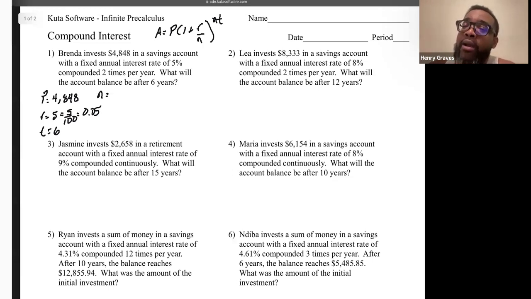I'm going to plug all this into my formula. And I want to know what would be her account balance after 6 years. So A is going to equal 4,848 times 1 plus 0.05 divided by 2, and then you do 2 times 6.